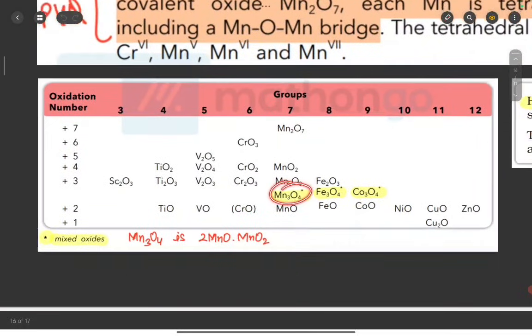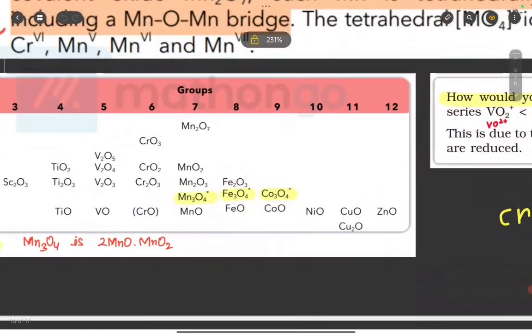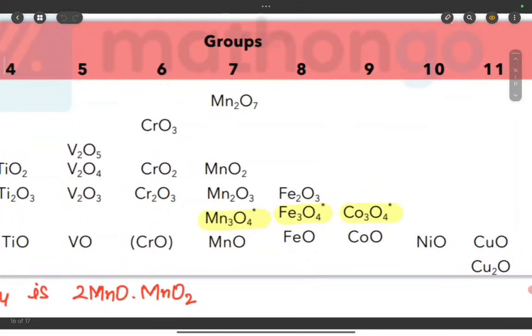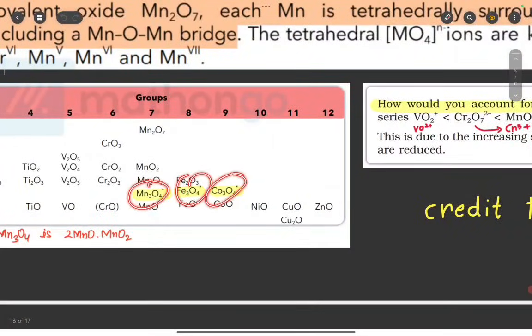Remember that Mn3O4 is a mixed oxide. It is basically existing as 2 moles of MnO plus 1 mole of MnO2. Okay, and look at the stable ones. These are also mixed oxides. They can ask you which of these are mixed oxides. So anything of the form M3O4 is a mixed oxide, especially for manganese, iron, and cobalt.